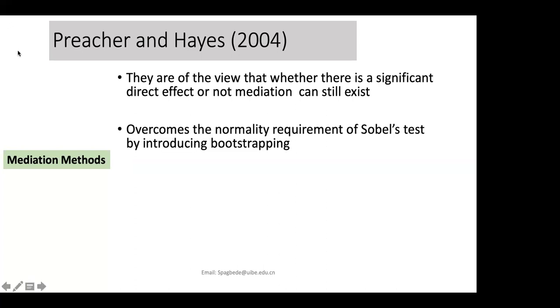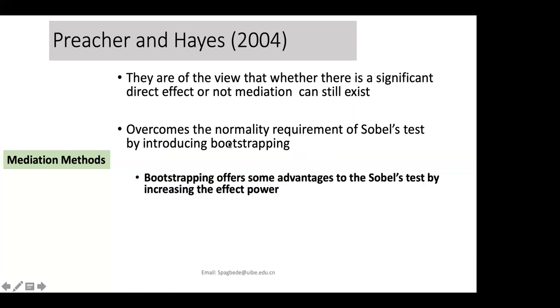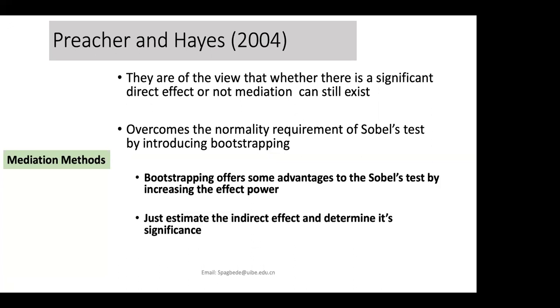One important contribution to the mediation analysis by Preacher and Hayes is that they were able to overcome the normality requirement of the Sobel's test by introducing the bootstrapping approach, which is a non-parametric approach. Apart from overcoming that limitation, this procedure also offers a stronger effect power than the Sobel's approach. So they said just estimate the indirect effects and determine if it's significant. We'll do it very soon. Don't worry about it. This is just a theory.